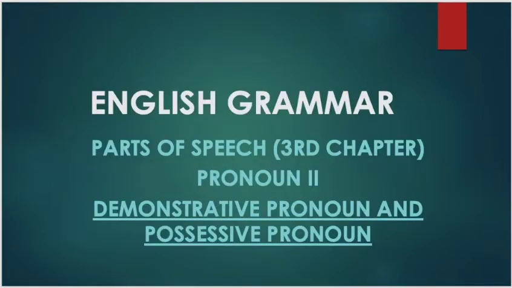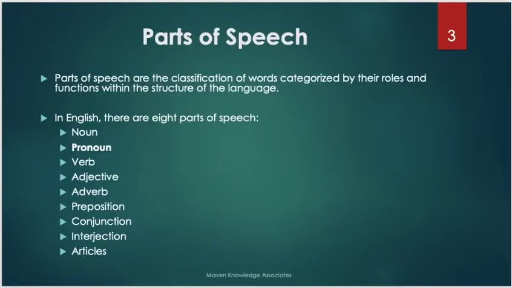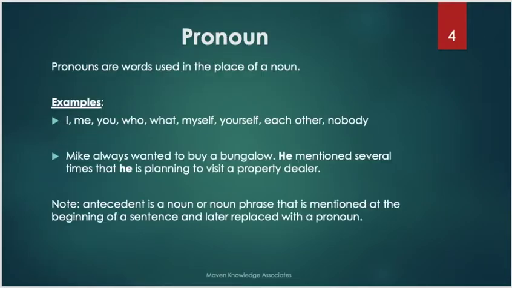In this video, we are going to talk about the other two types of pronoun, that is demonstrative and possessive. First of all, if you're not aware, pronoun is one of the parts of speech. There are a total of 8 parts of speech. I have made a separate video on each and every part of speech, so you can refer to those videos anytime, as it will help you build your English grammar. Let's start with pronoun. Pronouns are words used in the place of a noun: I, me, you, who, what, myself, yourself, each other, nobody.